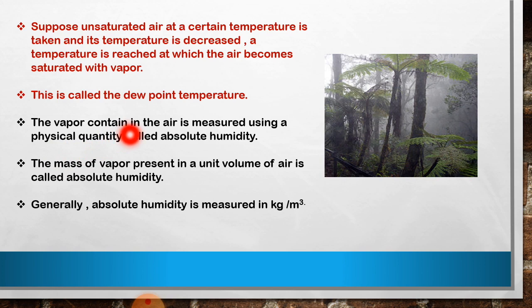Okay, the vapor contained in air is measured using a physical quantity called absolute humidity. The mass of vapor present in a unit volume of air is called absolute humidity. So the mass of vapor which is present in a unit volume of air, it is called as what? Absolute humidity.